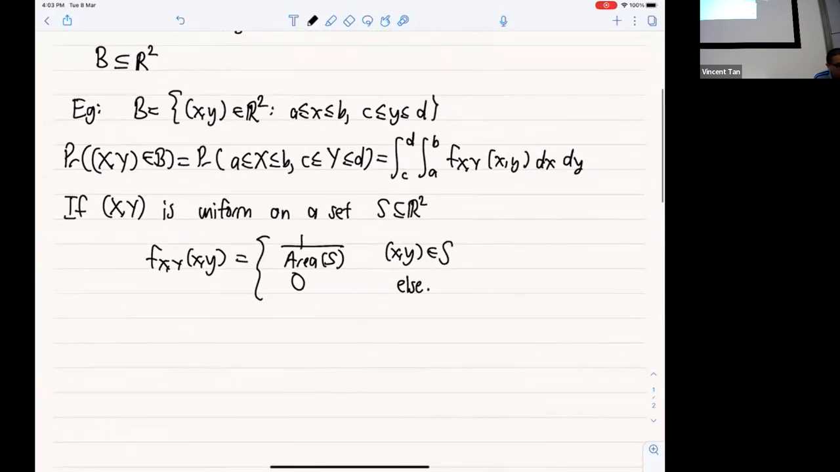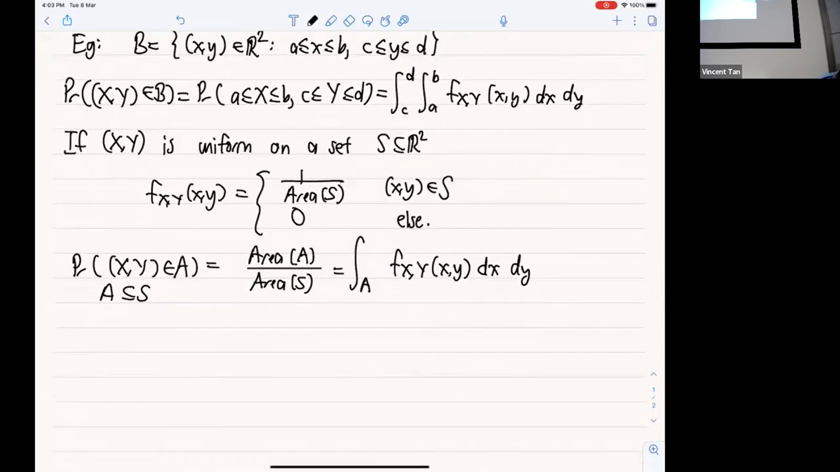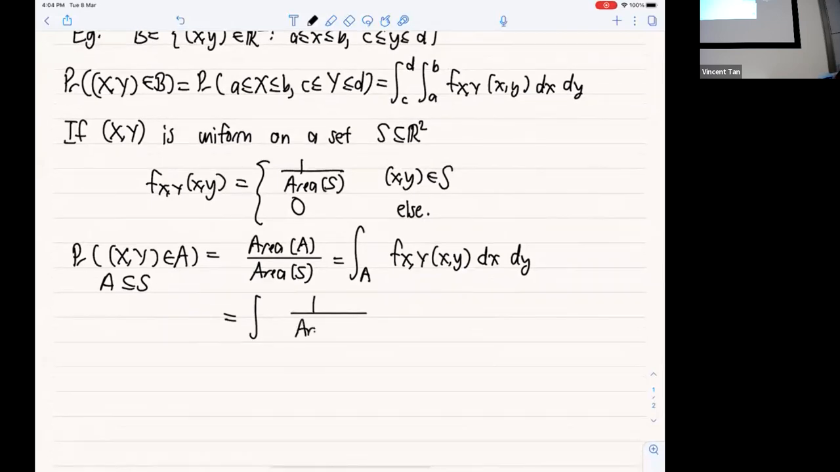Now, we can also find the probability that XY belongs to a set A, where A is a subset of S. That is nothing but the area of A divided by the area of S. This is easy to see because that is nothing but the integral over A of the joint density. The joint density is a short form for joint probability density function. Since A is a subset of S, that is nothing but 1 over the area of S, dx dy, integrating over A. Since the integrand here is a constant, it can be brought outside. And so we have the area of A over the area of S.